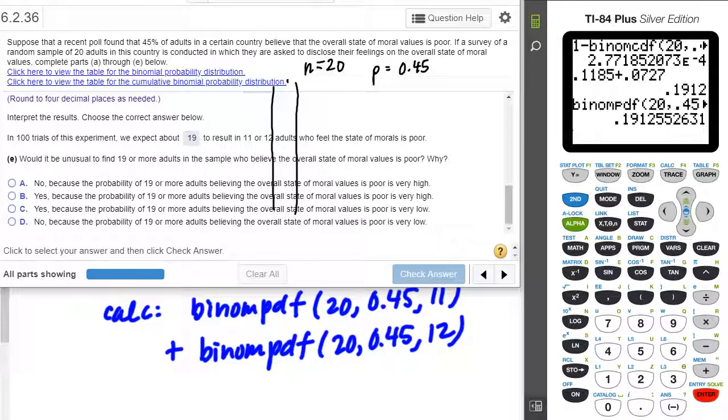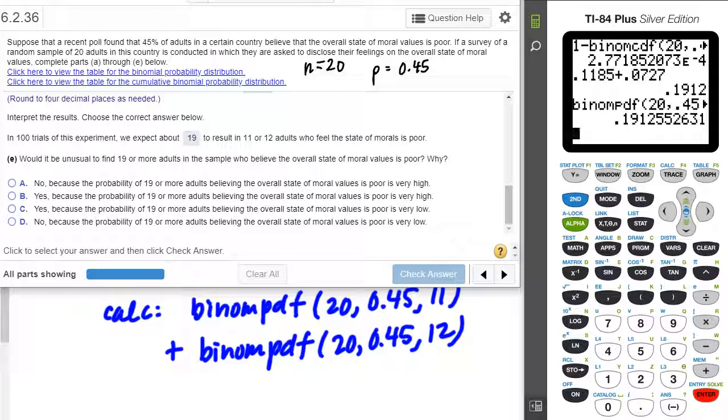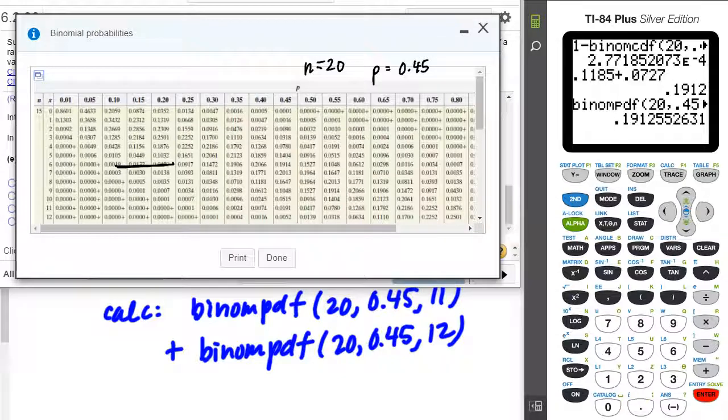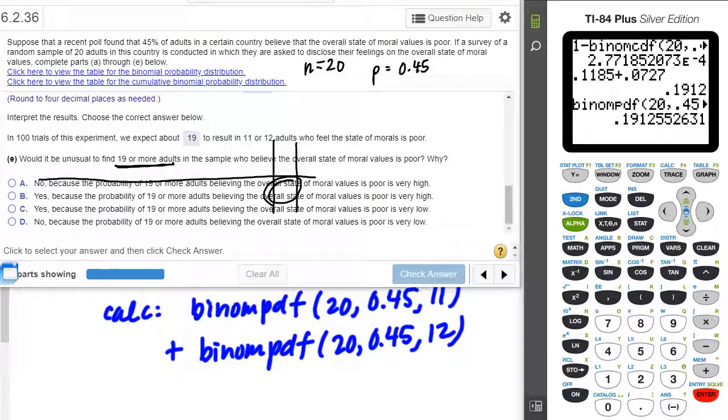Okay, so would it be unusual to find 19 or more? Well, what's the probability of that? Is it high or low? Let's find the probability of 19 or more. One last time, we can look at the probability distribution here. 19 or more means 19 or 20. Here's our 0.45 column again. 19 or 20 is here. 0. Highly unlikely.